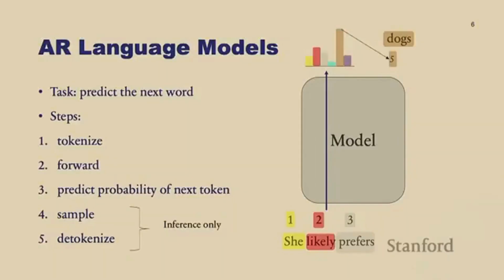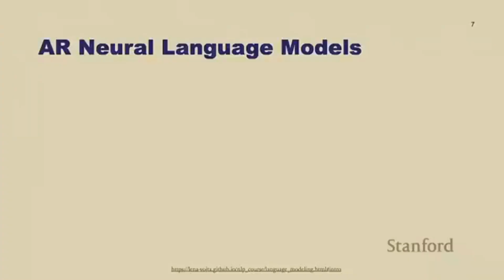One thing which is important to note is that the last two steps are actually only needed during inference. When you do training, you just need to predict the most likely token, and you compare to the real token which happened in practice, and then you change the weights of your model to increase the probability of generating that token. Great. So autoregressive neural language models.